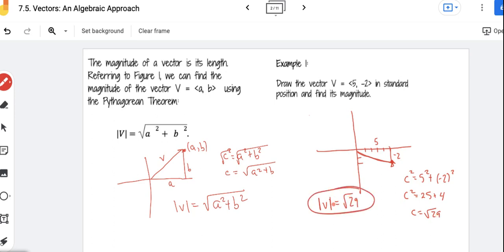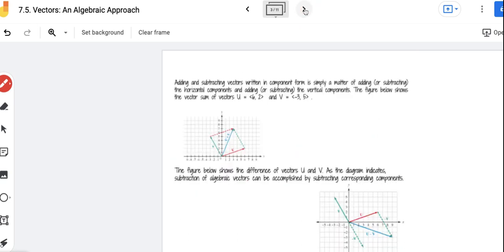So it's no new math. It's just a little new language. We're using those same things that we already used, just in the context of a little bit different scenario with vectors. All right, moving on to slide 3.